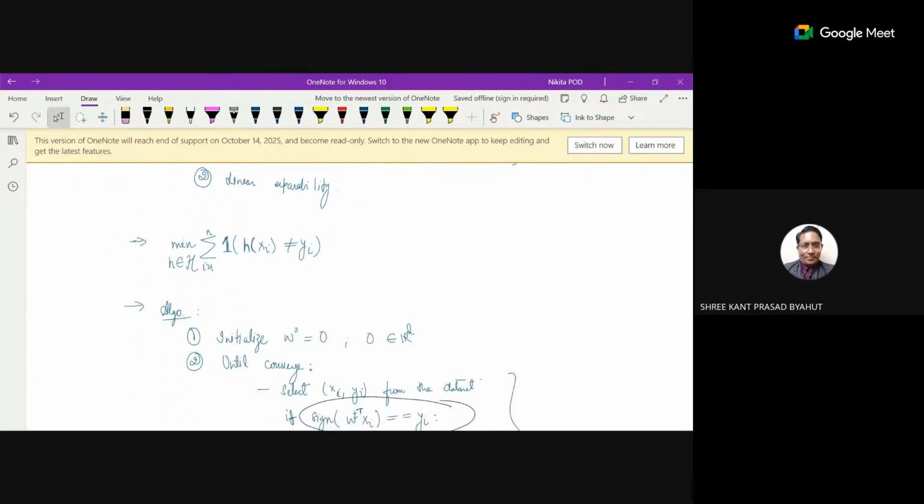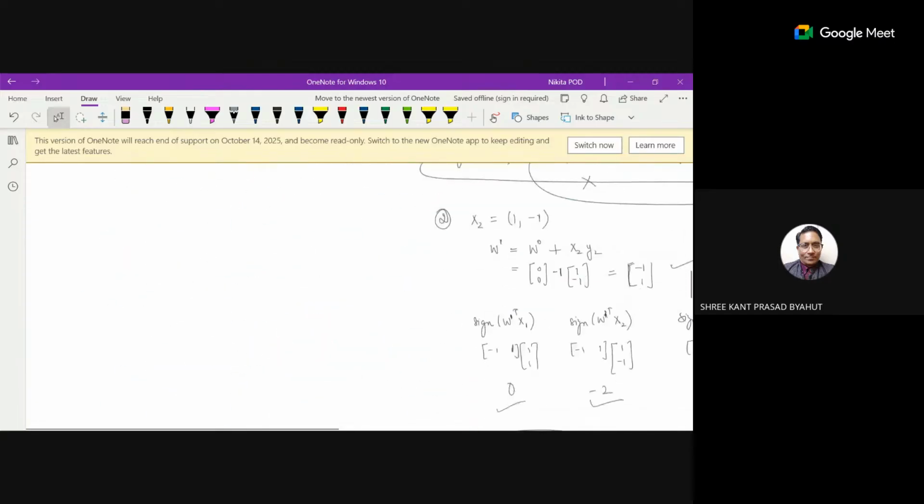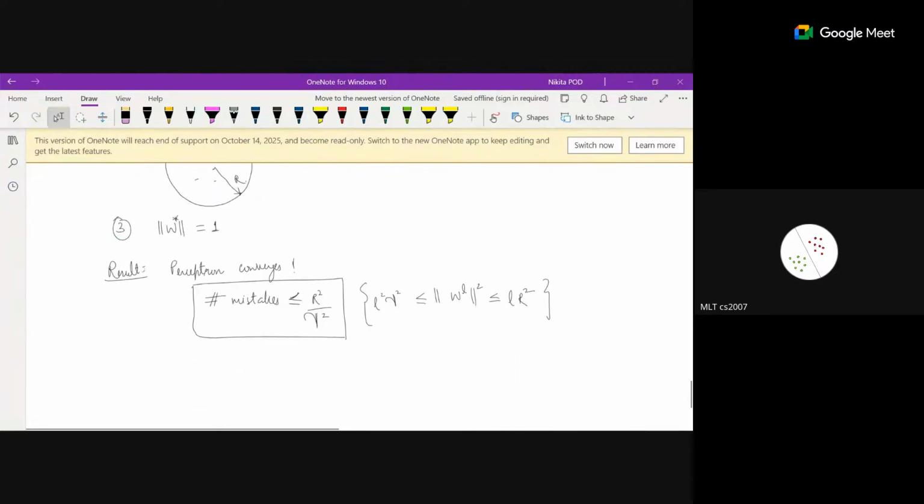And ma'am, one thing, is this the W L plus 1 norm square or L norm square? Here it doesn't matter, because even if you write WL plus 1, what you're going to get is WL plus 1 square less than equal to L plus 1 R square, L plus 1 square gamma square, right? No, but in the lecture, the norm of WL plus 1 is less than L R square and it is greater than L square gamma square.